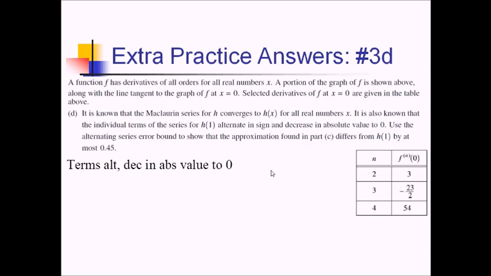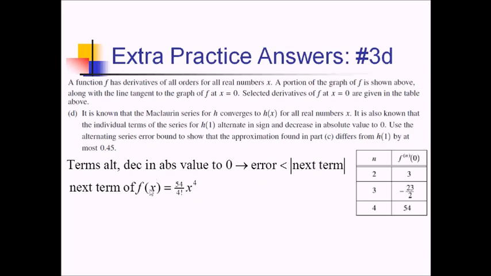Okay, so our terms alternate and decrease in absolute value to 0. That means, by the alternating series error bound, that the error on this thing, which 0.45 is kind of our suggested error, is going to be less than the absolute value of the next term of the h series. Well, to get the next term of the h series, we're going to need the next term of the f series. We already had the first 3 terms, but the next term is going to be f quadruple prime, the 4th derivative of f at 0, divided by 4 factorial with an x to the 4th next to it. So that's going to be 54 from our table, 54 over 4 factorial x to the 4th.